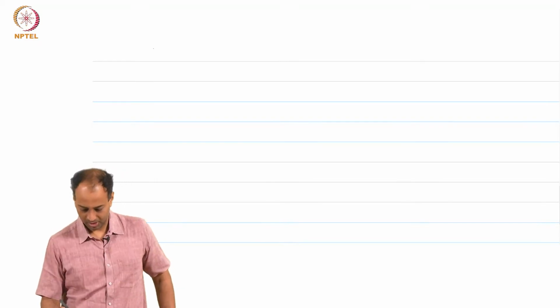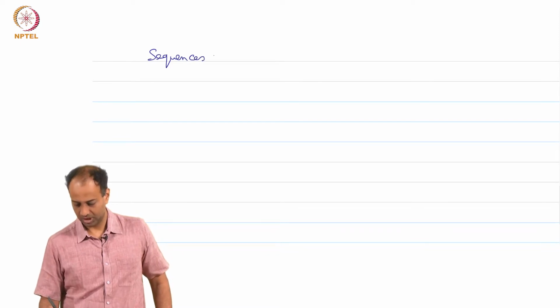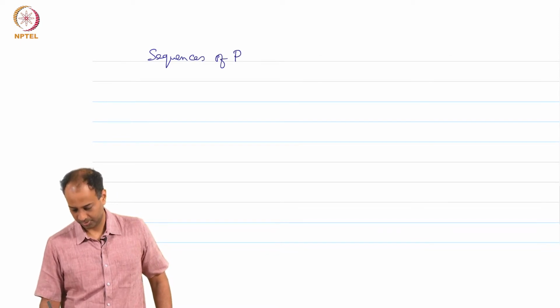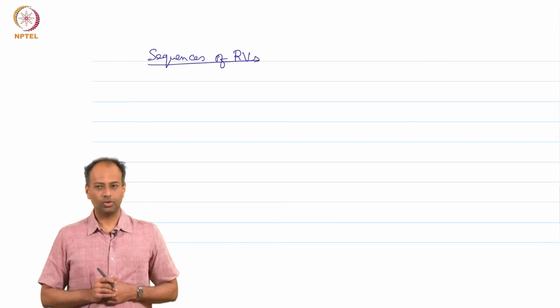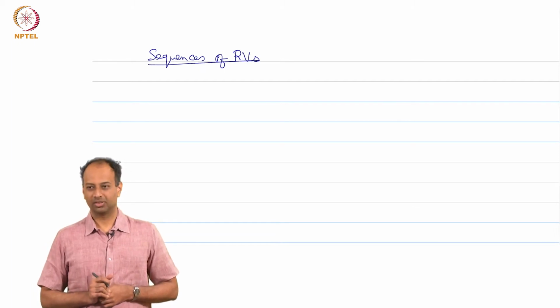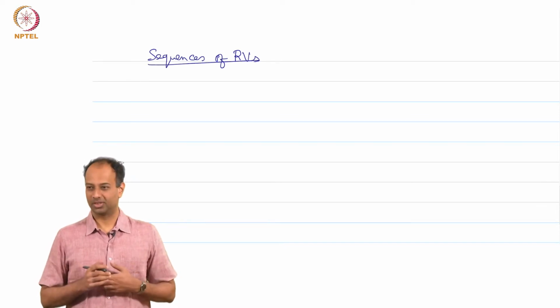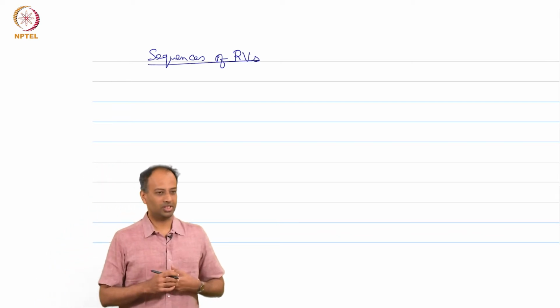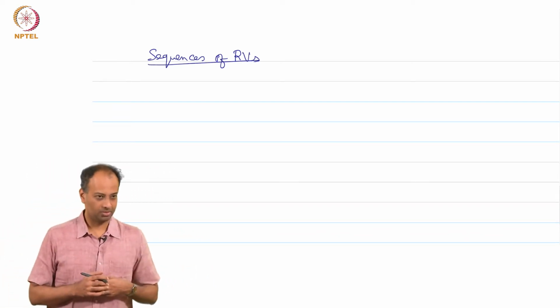Now, we will discuss sequences of random variables. So, all of you know what a sequence of real numbers is, right? What is a sequence of real numbers? If I give you little a1, little a2, dot dot dot, say it is a sequence of real numbers, what does that even mean? A sequence of real numbers is a mapping from natural numbers to real numbers, right.